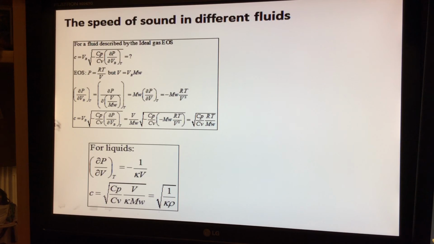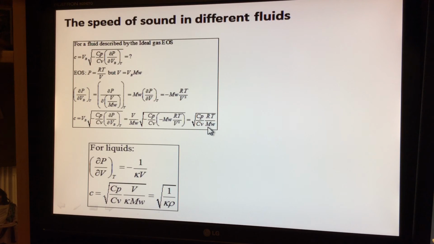Well, the interesting thing about this equation is that the speed of sound for an ideal gas is actually independent of pressure. It doesn't matter what the pressure is. It depends only on temperature and obviously molecular weight. Because for an ideal gas, Cp is 7 over 2R, Cv is 5 over 2R, so the ratio of Cp over Cv is 1.4, times R, and R is the universal gas constant.